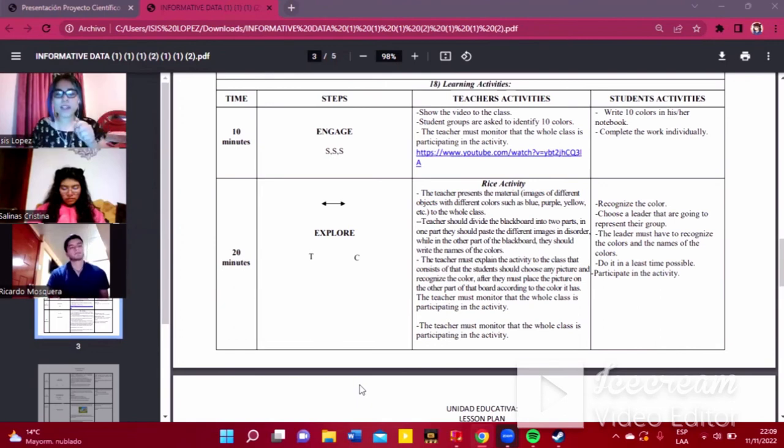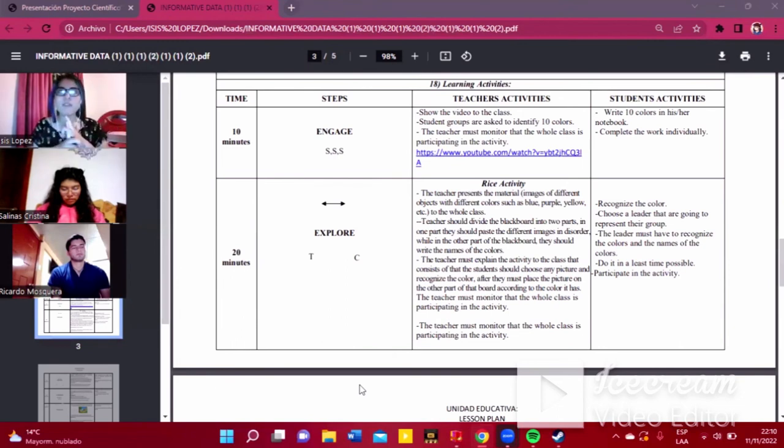The teacher must explain the activity to the class, which consists of the students choosing any picture and recognizing the color, and after, they must paste the picture on the other part of the board according to the color it has. The teacher must monitor that the whole class is participating in the activity, and the students' activities. The students have to recognize the color of the object.